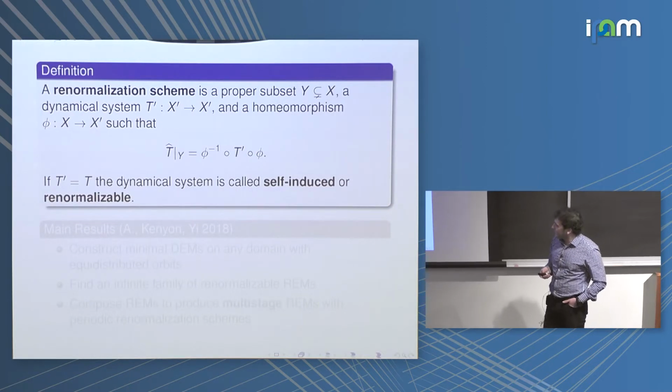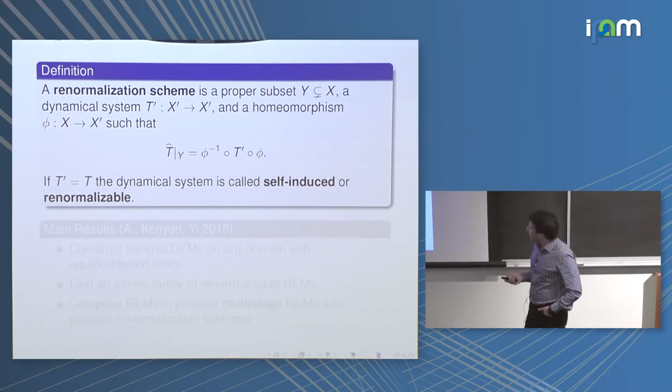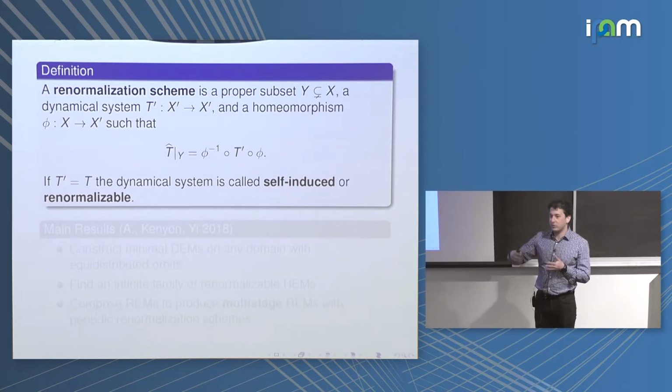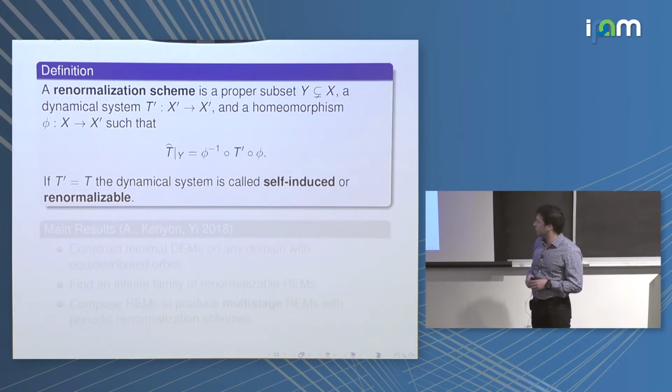Now, in some cases, this second dynamical system T prime will actually be equal to T. And then you can iterate this procedure of taking first return maps, and you can compute longer and longer term behavior of the system. In that case, we call the system self-induced or renormalizable.